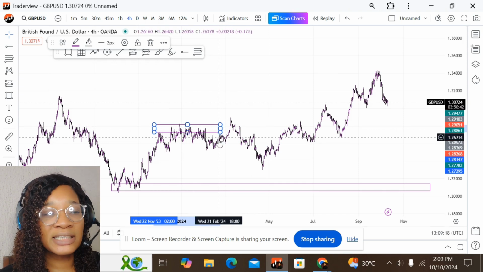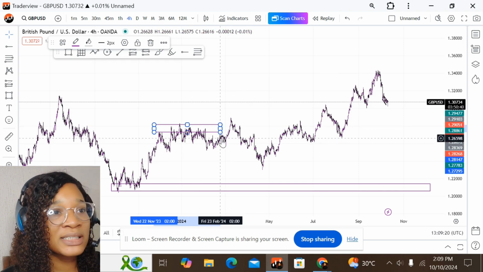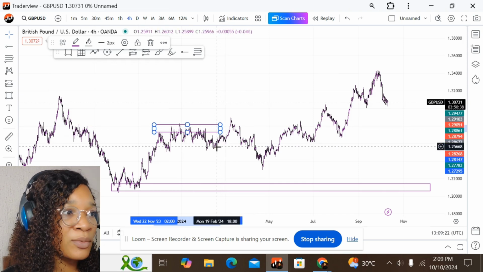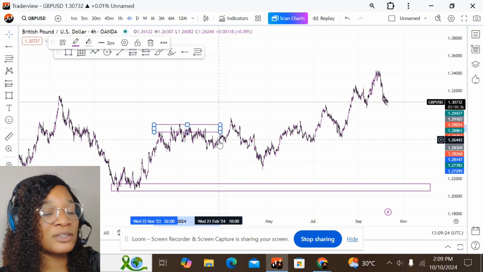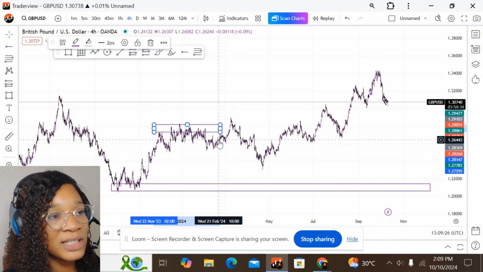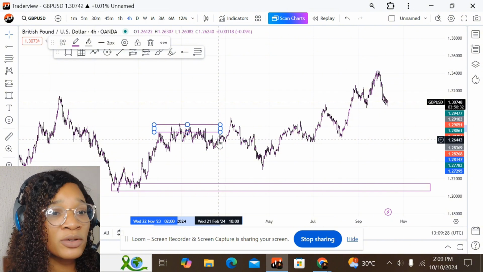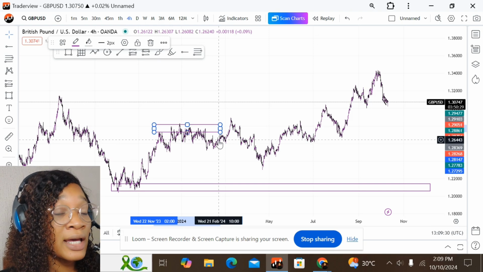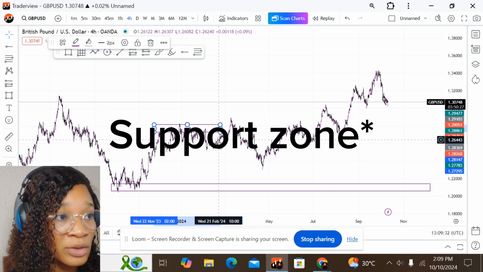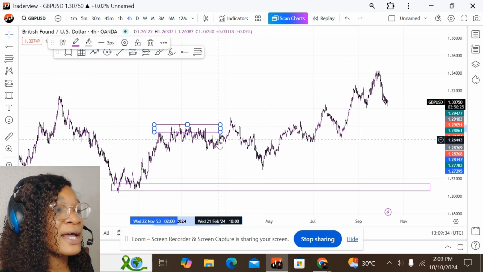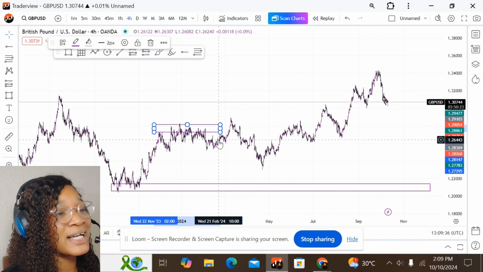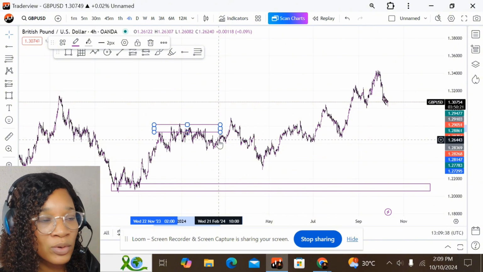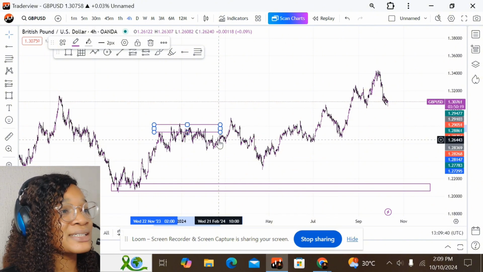But if you're using it as a form of entry, just know that sometimes a zone that used to be a resistance zone can then become a supply zone in the future. Same thing also, you may have a support zone, a zone that has been tested a couple of times as support, and then maybe price breaks down.